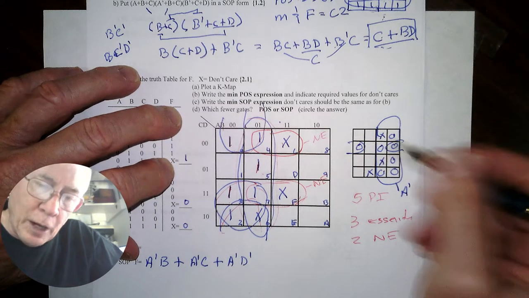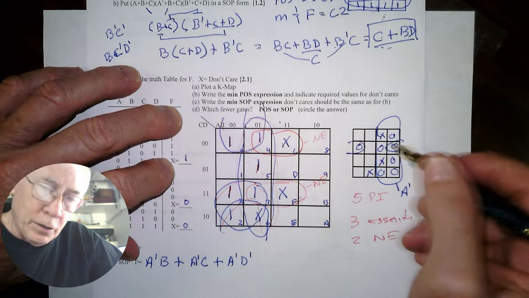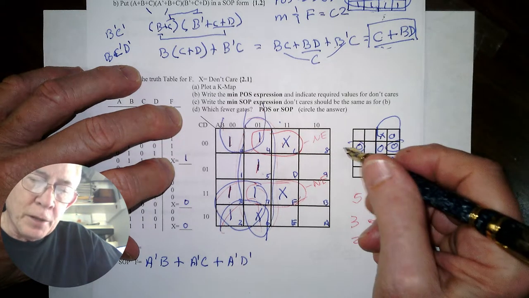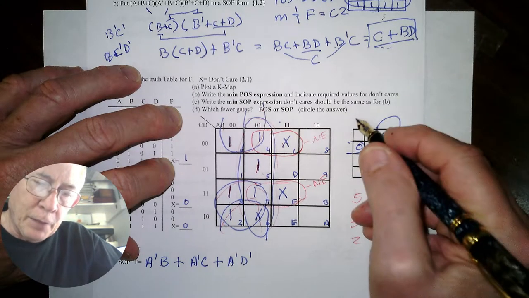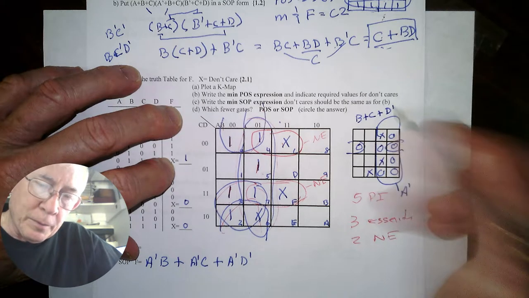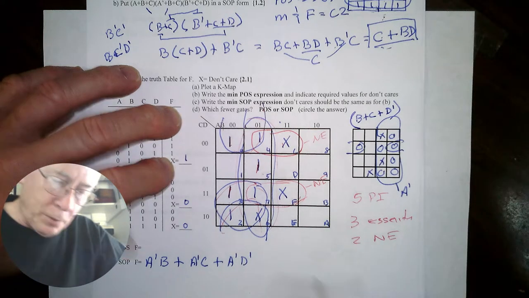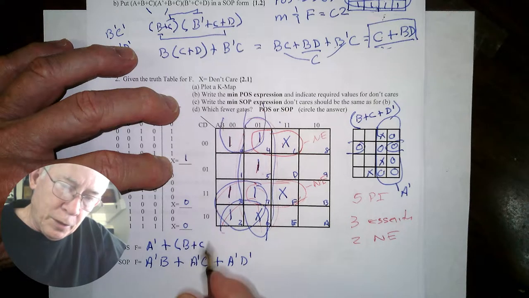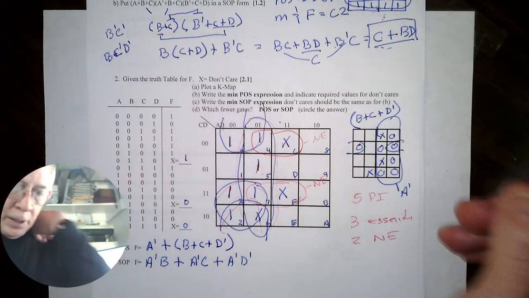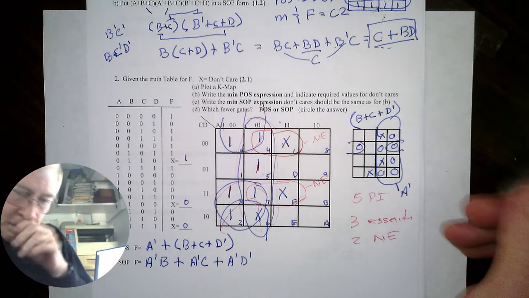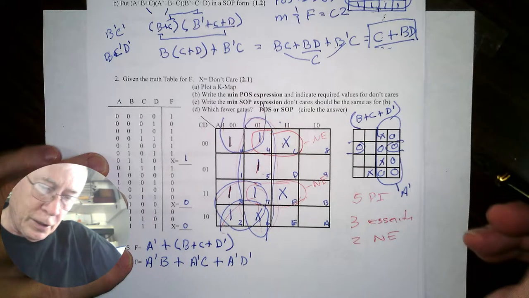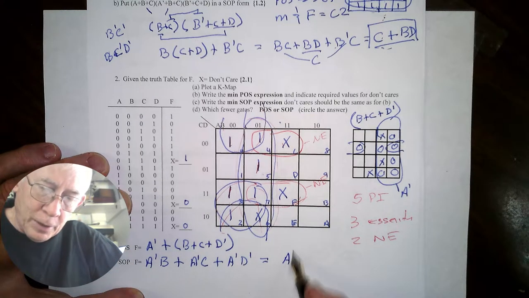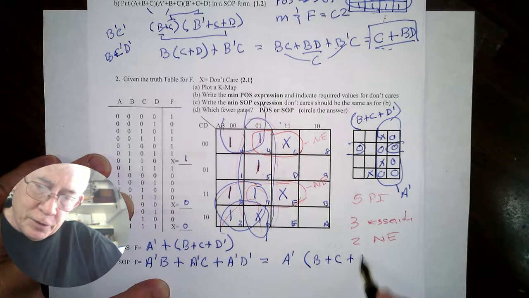And then this wraparound, if they were ones, it would be B prime C prime D. But I'll flip it and make it B plus C plus D prime. So that's the solution. The POS solution then is A prime plus B plus C plus D prime. And yeah, so that looks good. And you can see how you can get this, because it's easy to factor the A prime out, and you just factor out the A prime and you get B plus C plus D prime.